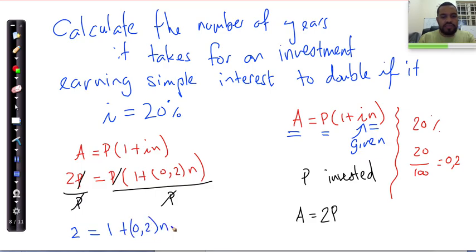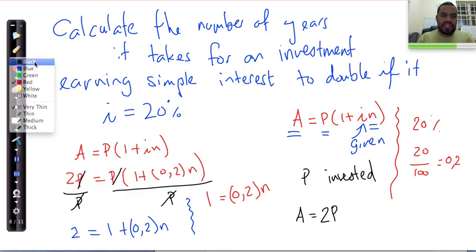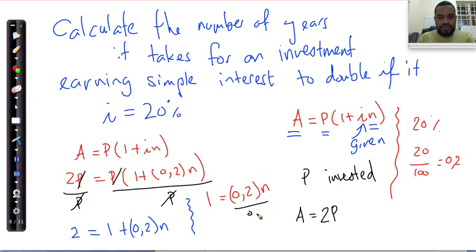A little bit of algebra will tell us that if I want to solve this, I'm going to subtract 1 from both sides. That gives me 2 minus 1 and 1 minus 1, so I end up with 1 equals 0,2 multiplied by N. The next step is to divide both sides by 0,2, and then that cancels with that. Whatever I do to the one side, I must do to the other, and 1 divided by 0,2 is equal to 5. So therefore, the number of years is equal to 5 years.